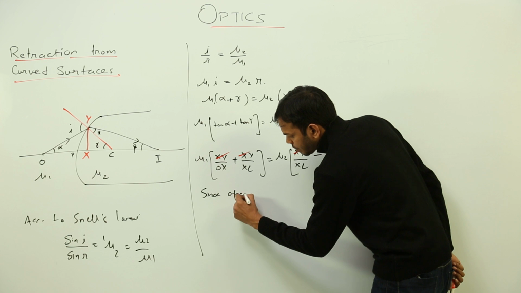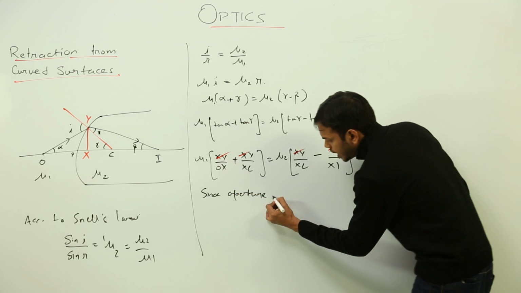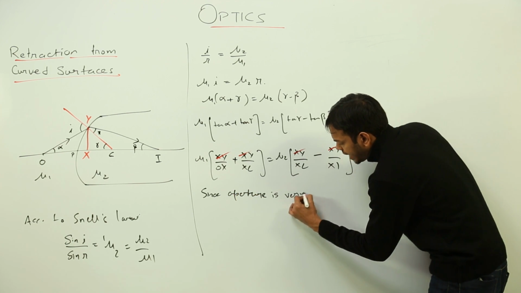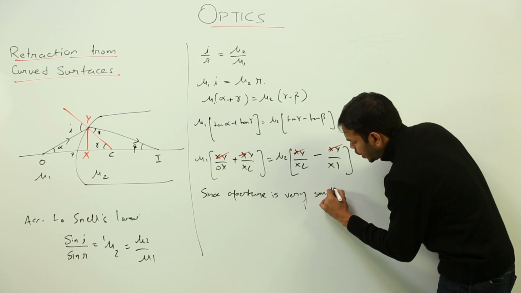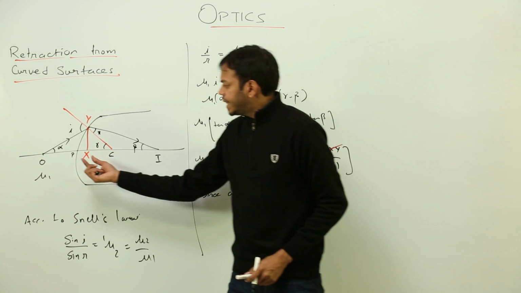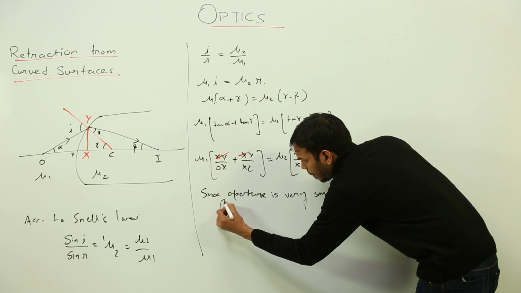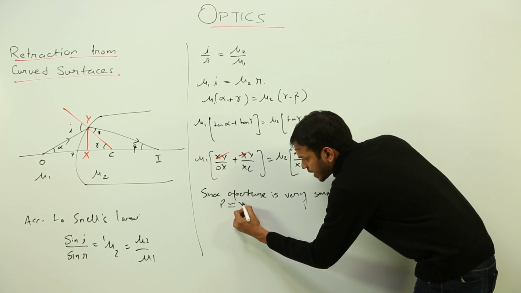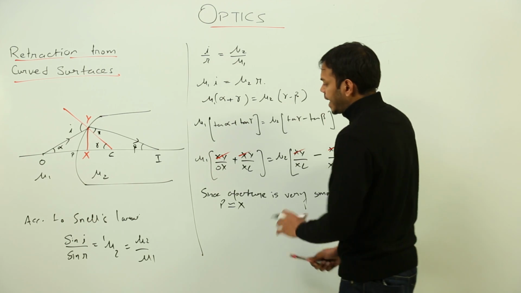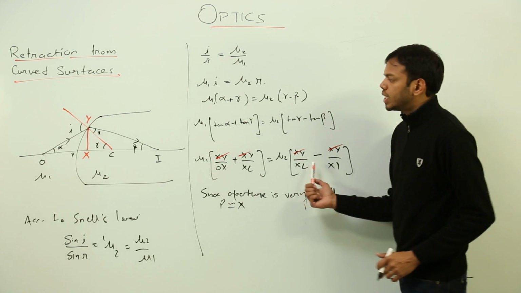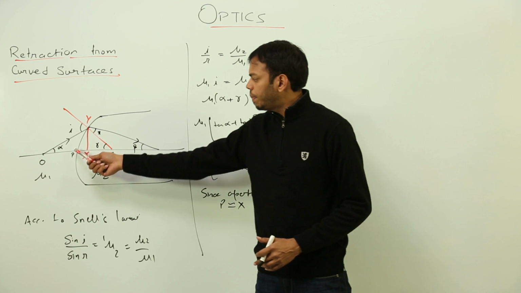Since aperture is very small, so what is happening if aperture is small? These 2 points P and X are very close to each other. Okay, P tends to X, they are very close to each other. That means all the distances which we have measured from X can be measured from P as well.